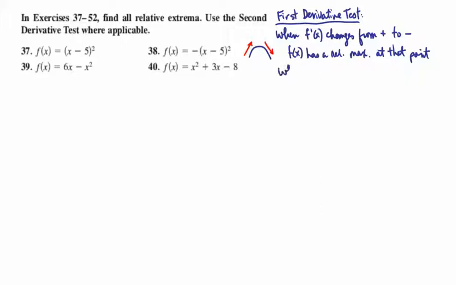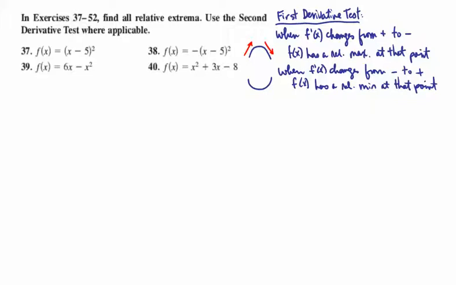Similarly, when f prime of x changes from negative to positive, f of x has a relative minimum at that point. And again, it is very logical: when our slopes go from negative to positive, and obviously we have a continuous and differentiable function, then we're going to have a relative minimum at that point. That's what the whole first derivative test is all about.